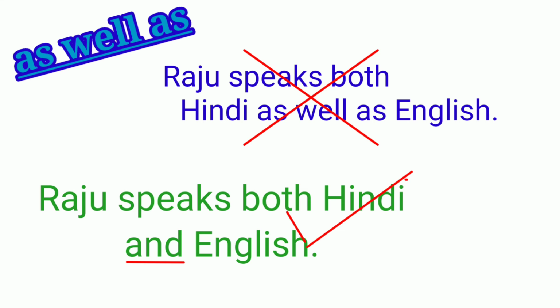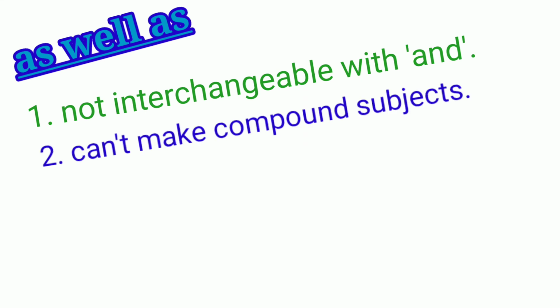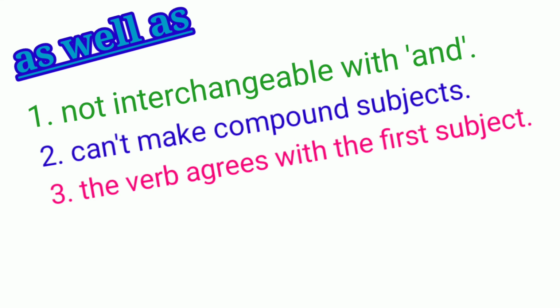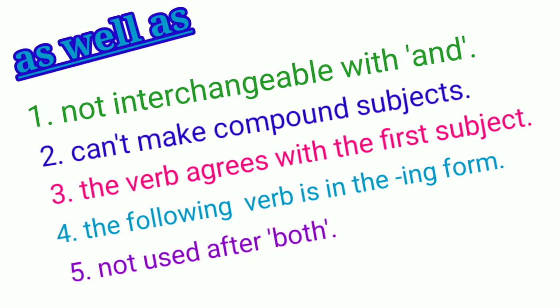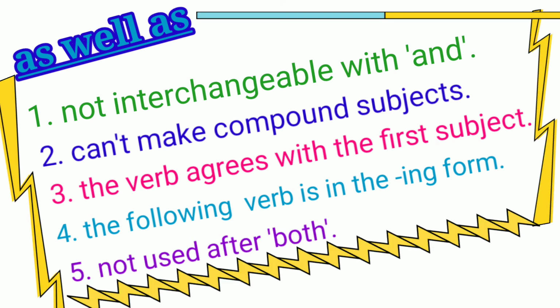To sum up, the points to remember are: one, as well as and and are not interchangeable. Two, as well as cannot be used to make compound subjects. The third point, the verb used should agree with the first subject. Four, when we use a verb after as well as, it should be in the ing form. The fifth and the last point, we use and after both, not as well as.